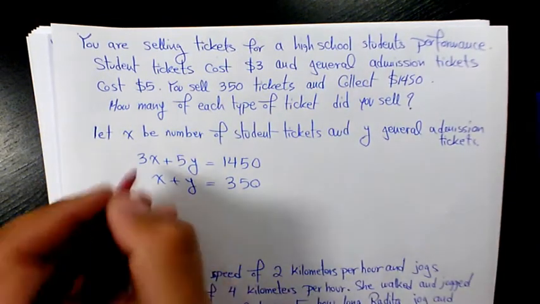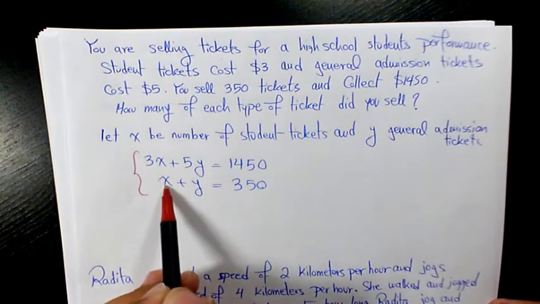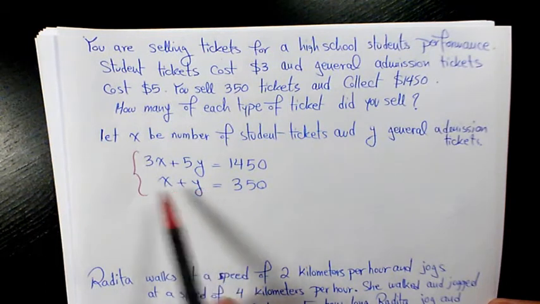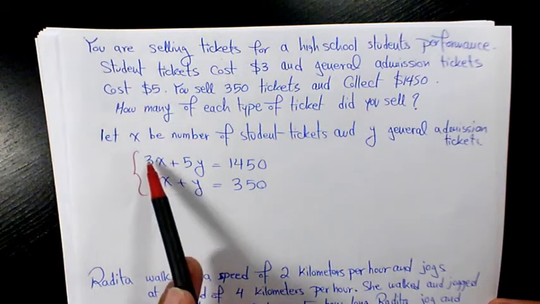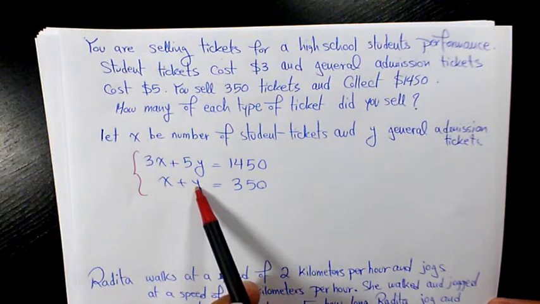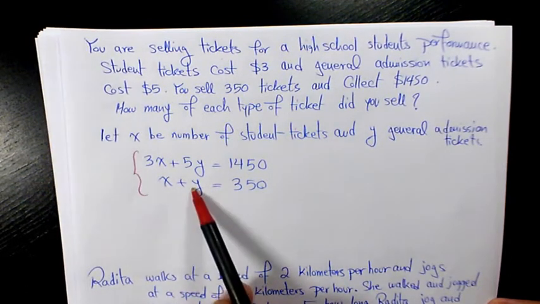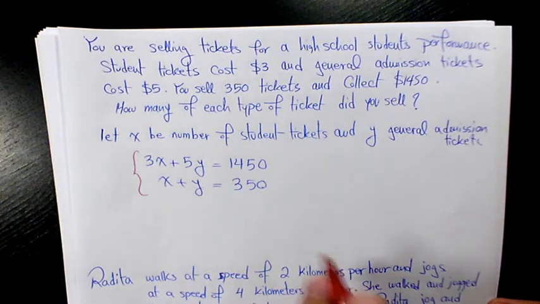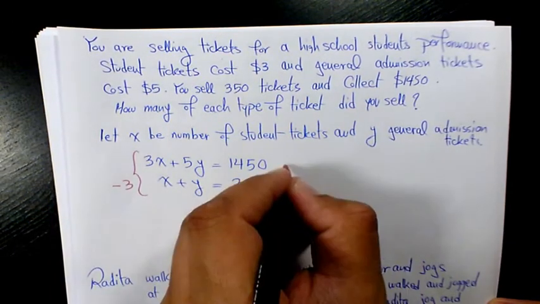Now let's solve this one using the elimination method. Here we have 3x, here we have x. If I want to eliminate x, I need to multiply the second equation by negative 3 and keep the first equation as is. So negative 3x, positive 3x, when you add them, it's going to cancel out. If we want to eliminate y, we need to multiply the second equation by negative 5, so it's going to be negative 5y. Here we have 5y. When you add them, y is going to be eliminated. But let me multiply it by negative 3.